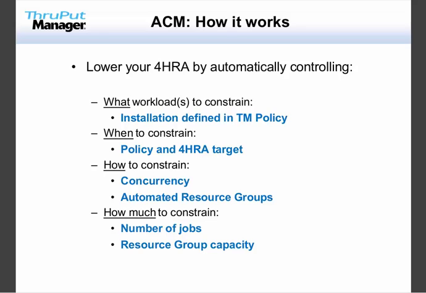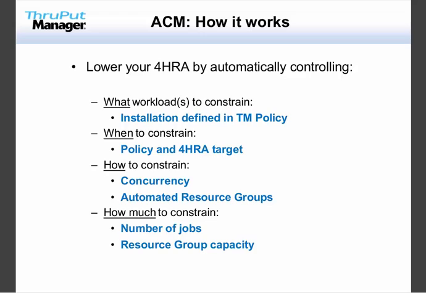When? If I have decided that a workload is eligible for capacity management, just because it's eligible doesn't mean it's always capped. That's like a resource group. You can cap something all the time, but why do that if your 4-hour rolling average isn't at a peak? You're not paying anything more for it anyway. Why not let it run at full speed? So you want to constrain that only when your targets are being approached.